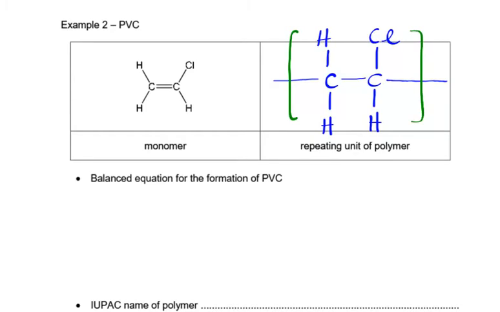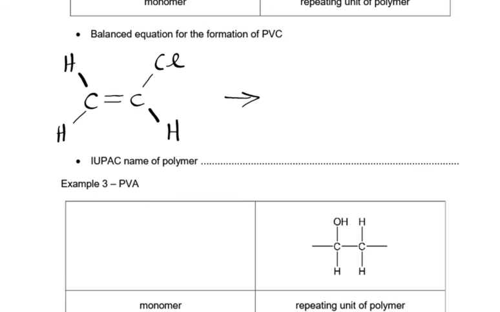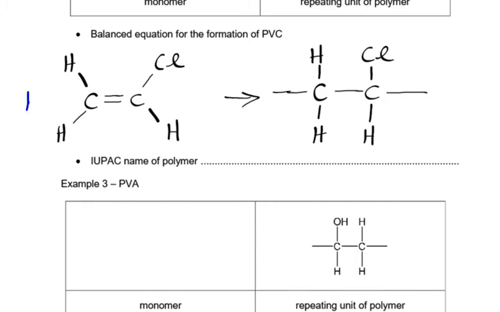To show the balanced equation for the formation of this polymer, so we start off with the monomer and let's show the repeat unit of the polymer. It's asking for a balanced equation, so we want n lots of our monomer, which will give us n of the repeating unit.